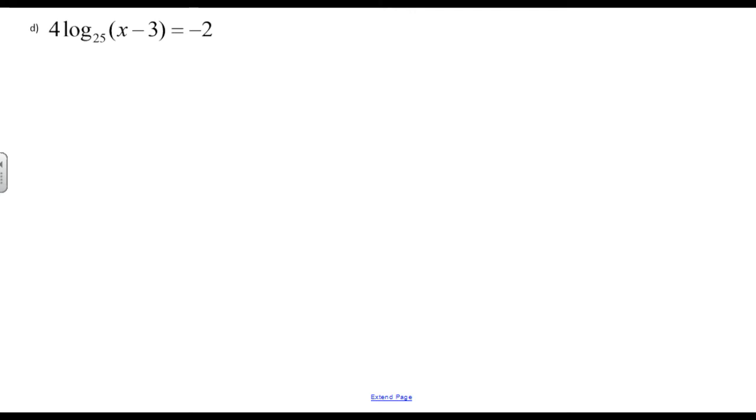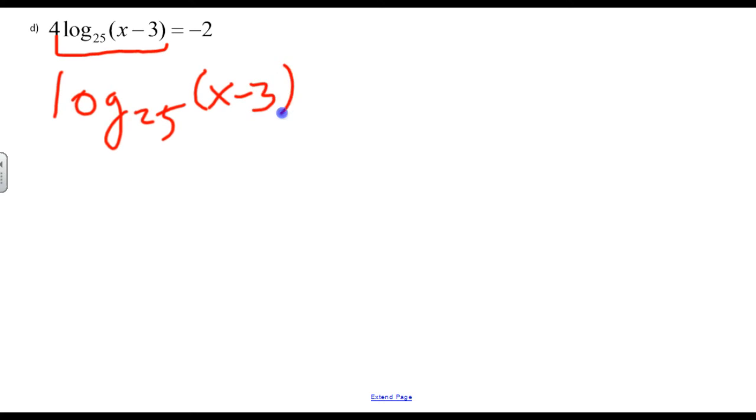All right, again, I don't have to condense on this side. There's only a single log. But because there is only a single log in here, I can't drop the logs. Therefore, I need to isolate my log expression. The log expression will start with the word log and end with the argument of x minus 3. That means I need to divide both sides by 4 to isolate him. By doing this, I get log base 25 of x minus 3 equals negative 1/2.